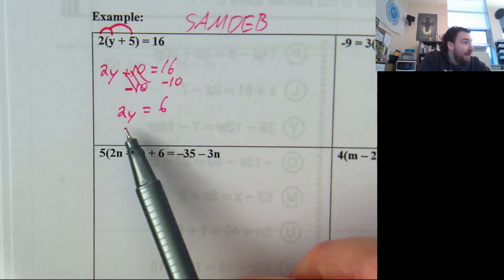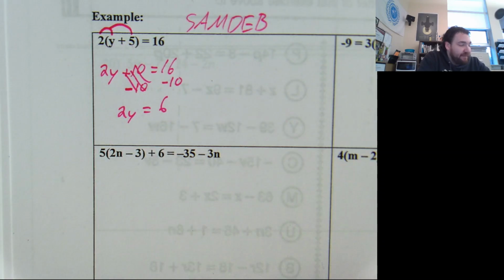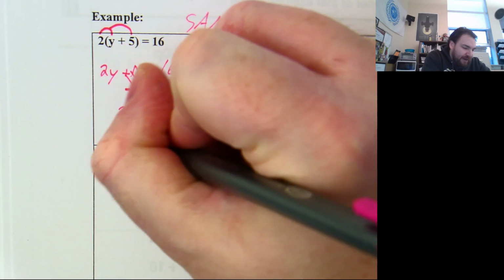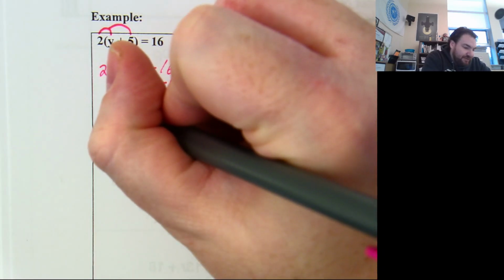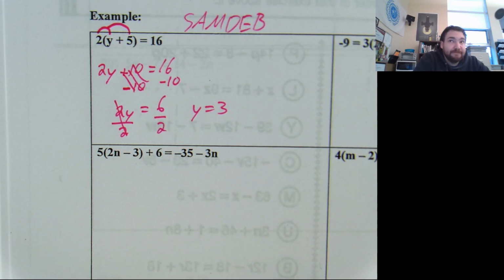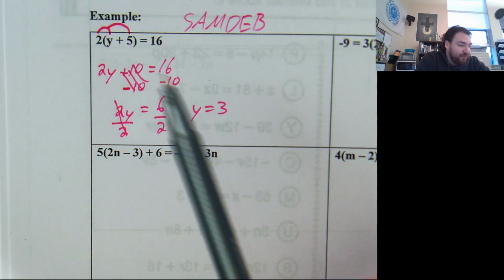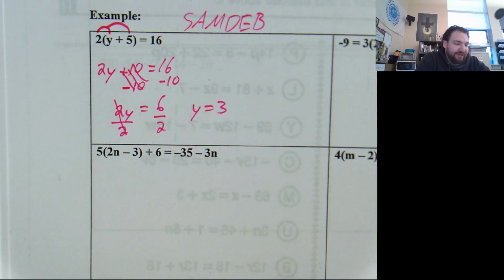And now I've got 2y. 2y means it's 2 times y. So now I'm going to divide by what we're multiplying by. And I have to do that to both sides. y equals 3. And it all started with this new skill. All we've added is this one little new skill here at the beginning, multiplying that sucker in.